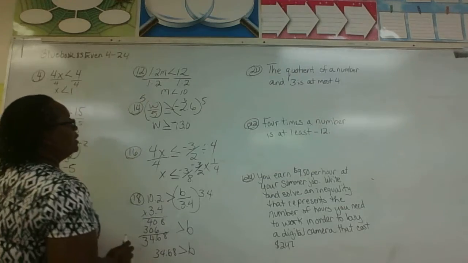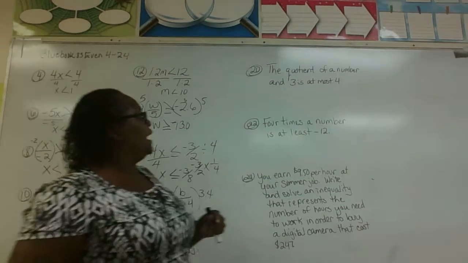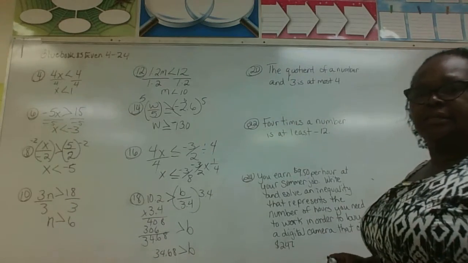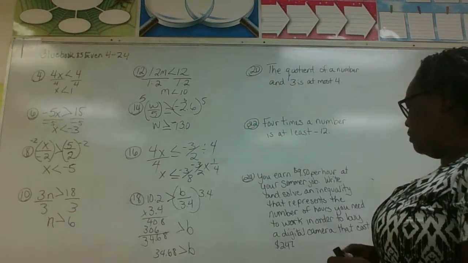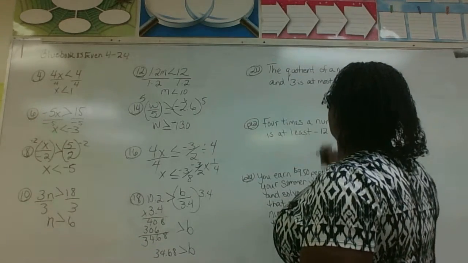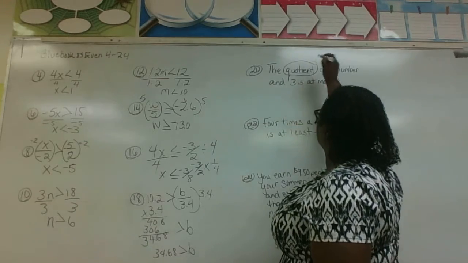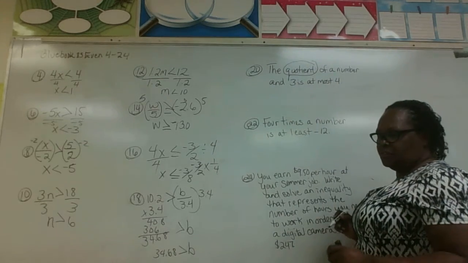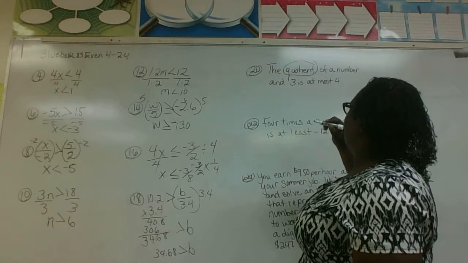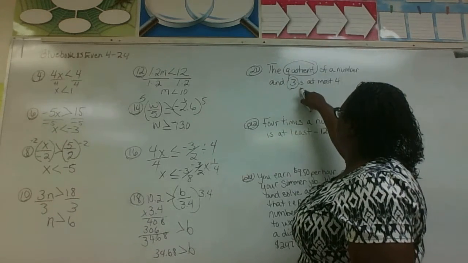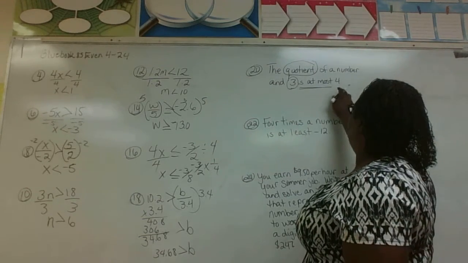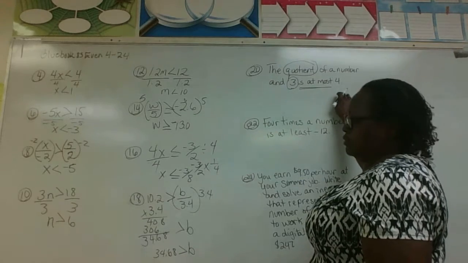Okay? All right. Let's look now at number 20. They ask us to take the word problems and create an inequality. Okay? And therefore, from there, we would solve. It says the quotient of a number. So the key word here is quotient. Quotient indicates that we have a division problem. Okay? So the quotient of a number, all right, and 3 is, at most 4. That's where we determine our inequality.